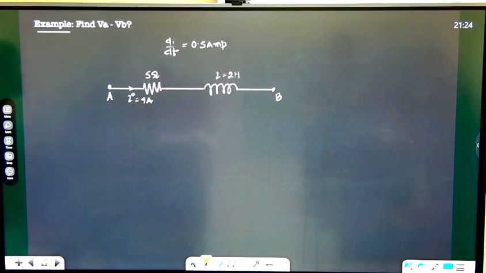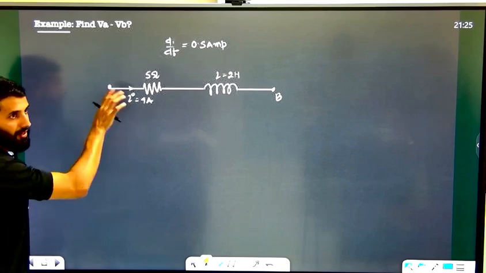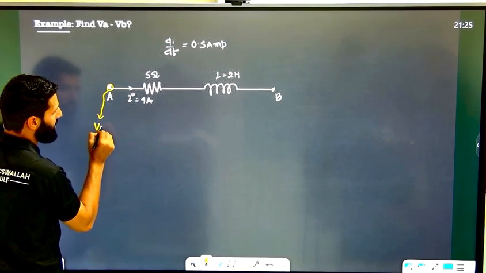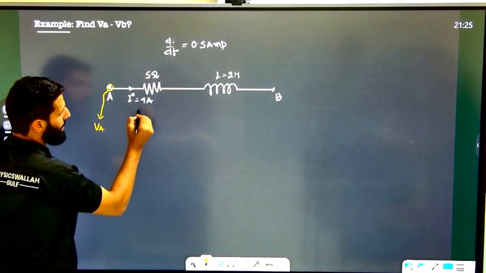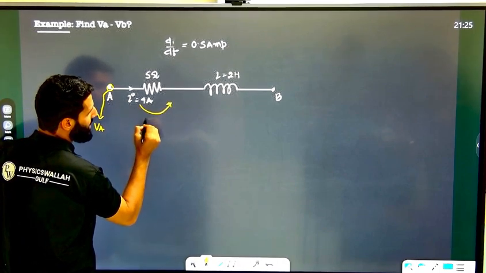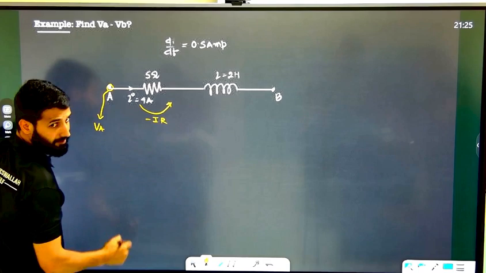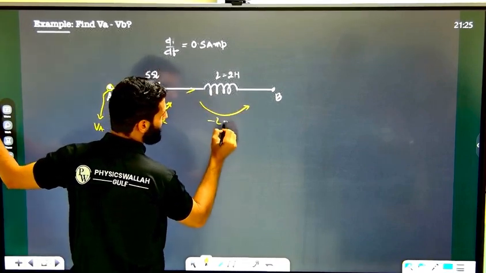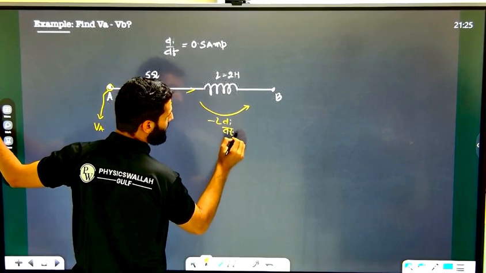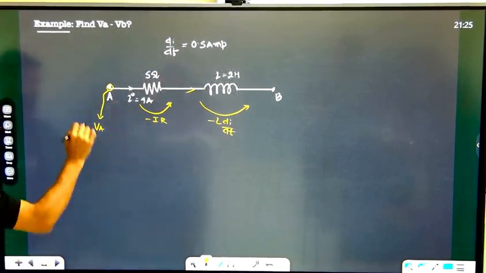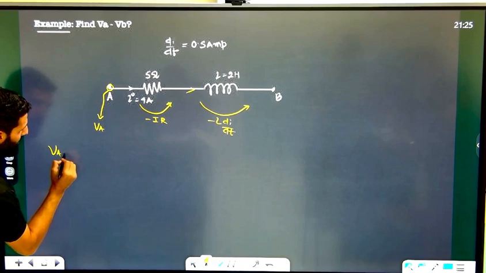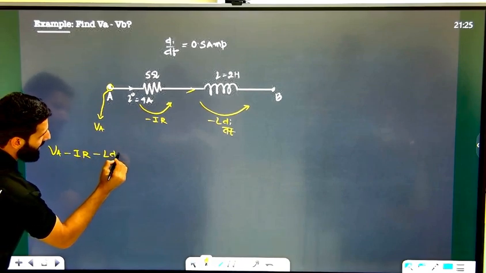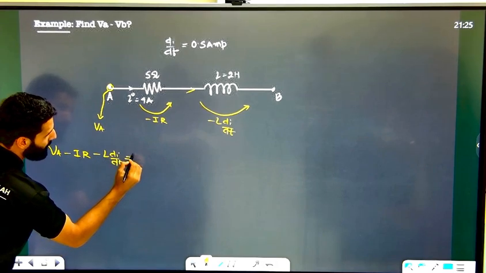We will do nothing. In the direction of current, if we are going in the direction of current, let's suppose this is at VA potential. If we go in this direction, there will be minus IR. Again, here I told you, in the direction of current, we will write minus L di by dt. So this is how we will write. VA minus IR minus L di by dt is equal to EMF.